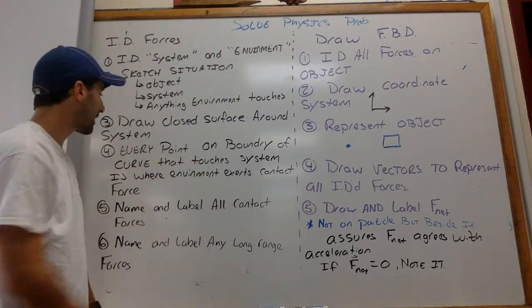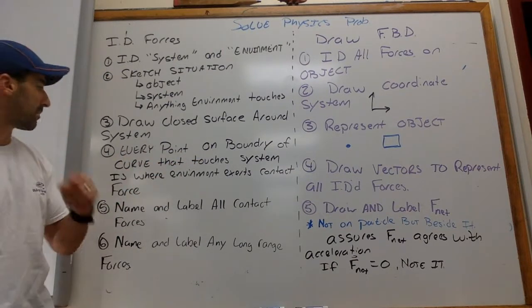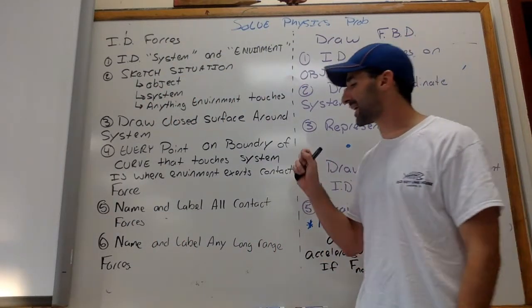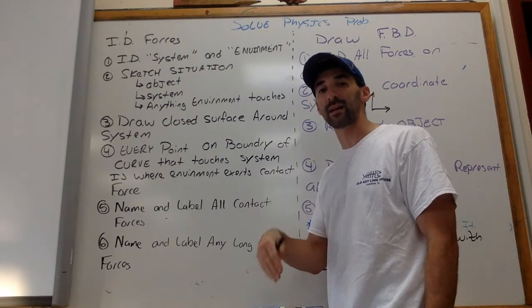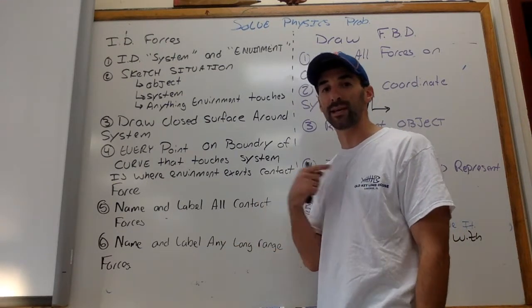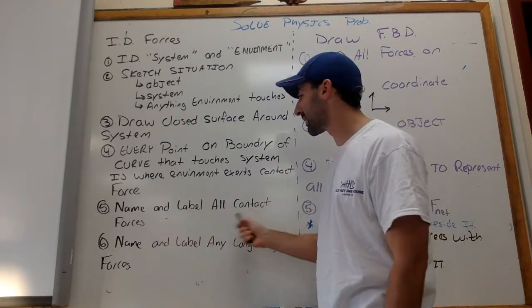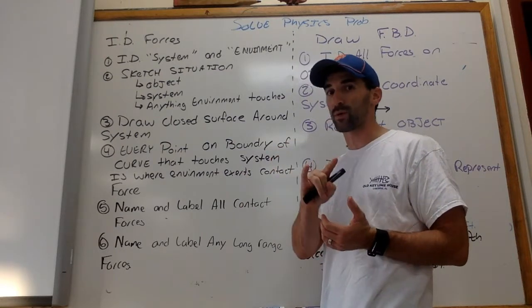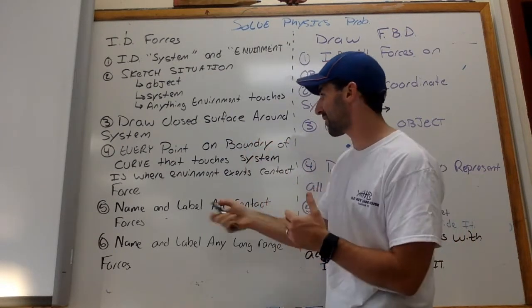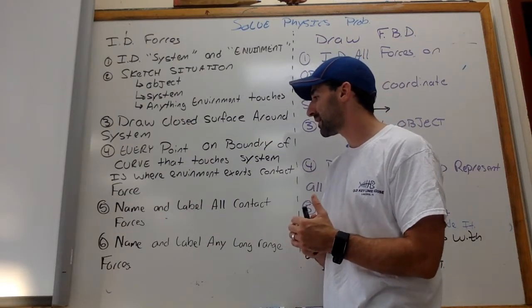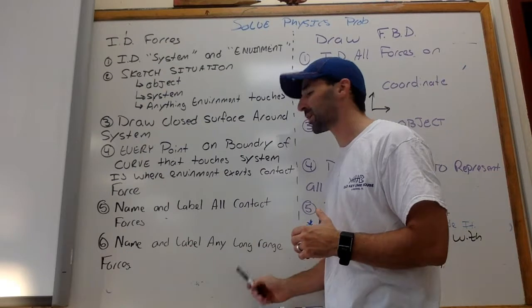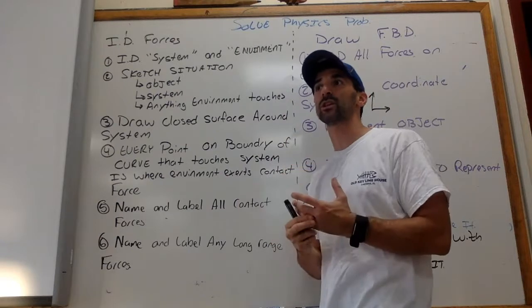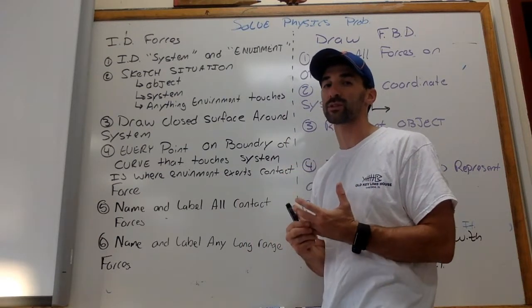Next, every point on the boundary of the curve that touches that system is where our environment exerts a contact force. If I am standing on the ground, there's a contact force between me and the ground. We want to name and label all of our contact forces. Make sure that there's at least one contact force. Sometimes there are more than one, but at least one contact force everywhere that happens. And last, name and label any long-range forces. What's a long-range force? That might be a force that is not in that contact position. The only one we know thus far that we'll be talking about is the force due to gravity.